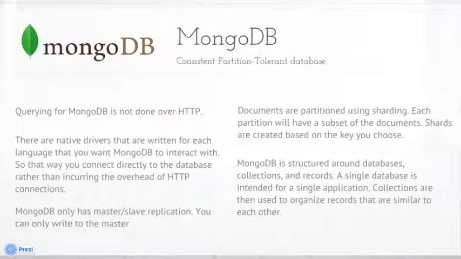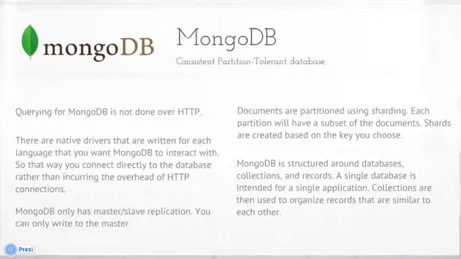Documents are partitioned using sharding. Each partition will have a subset of the documents. Shards are created on the key you choose. MongoDB is structured around databases, collections, and records. A single database is intended for a single application. Collections are then used to organize records that are similar to each other.